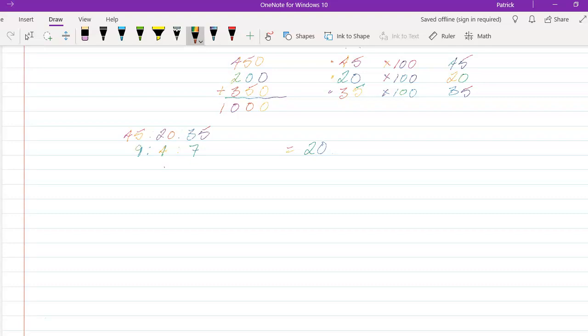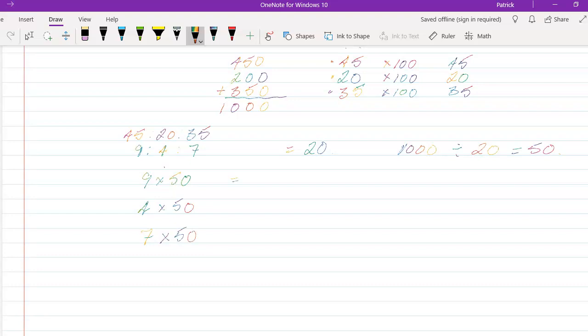So 20 parts in total. What I do then is divide the total, which was $1,000, by 20 to find the value of each part, and we find the value of each part equals 50. So then I look at 9 times 50, and then 4 times 50, and then 7 times 50.